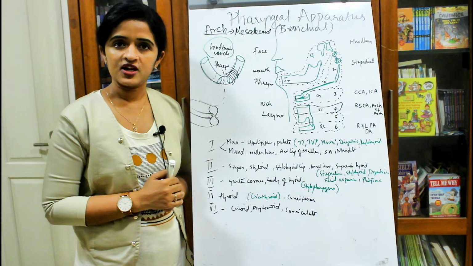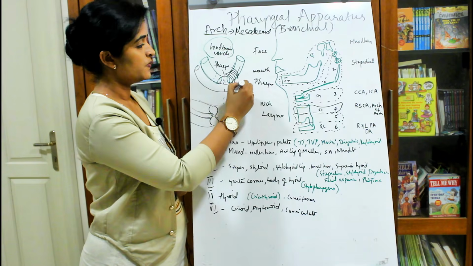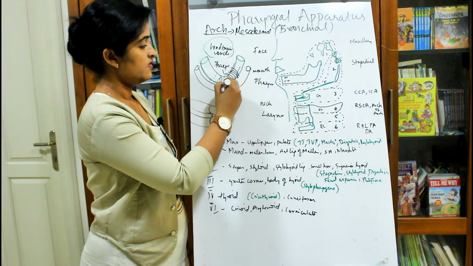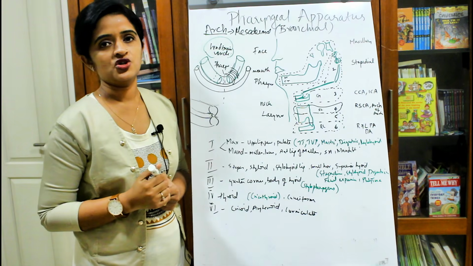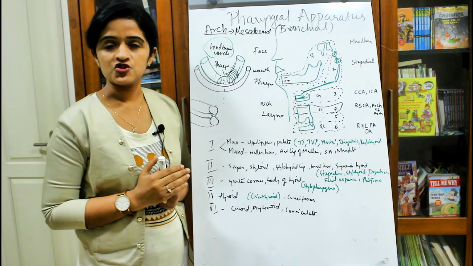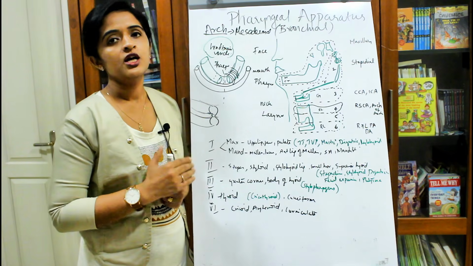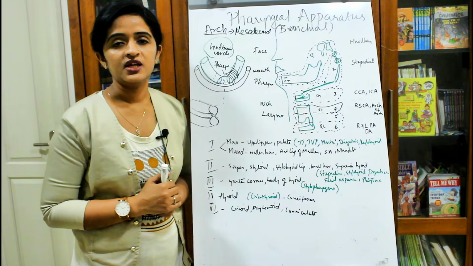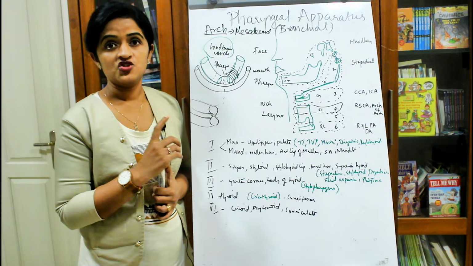Altogether you call it pharyngeal apparatus, and likewise you will get almost 6 arches which are arranged in a horseshoe shaped manner in the neck region, and out of these 6 arches, the 5th one usually disappears, and ultimately you will get the derivatives from the 5 major arches. So that is what is meant by pharyngeal arches.